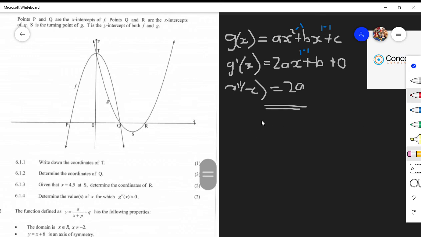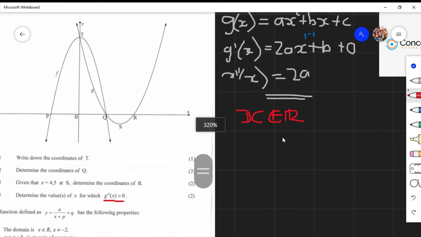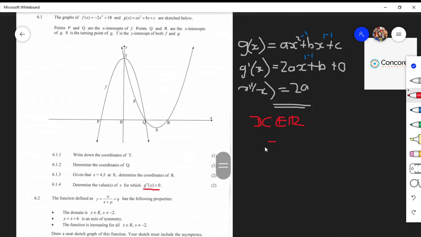So our final answer here would be x an element of real numbers, since our graph is positive for all values of x, because greater than 0 means positive. So that was the long way of doing this. A shorter way would just be to say, if you have g as a quadratic, when you derive g, you would get a straight line.